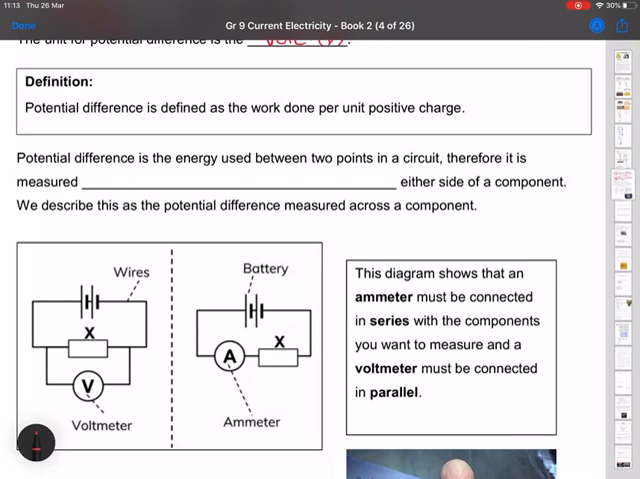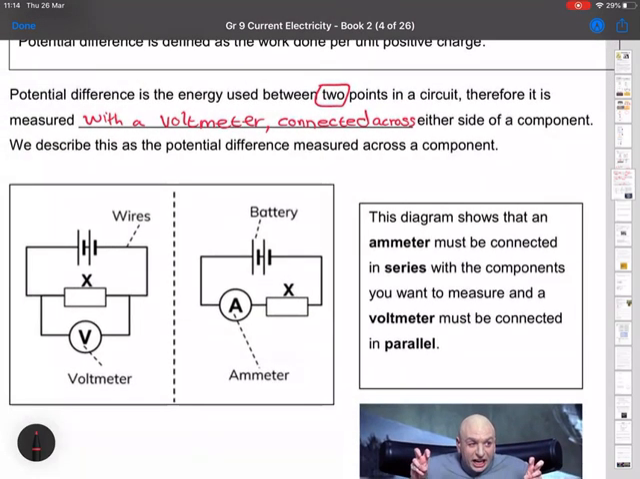So if you've got a high potential difference, you can do a lot of work. Potential difference is the energy used between 2 points in a circuit. It's measured with a voltmeter, and you connect a voltmeter across either side of a component. Sorry, you will have to write a bit small there. So we measure potential difference with a voltmeter, and you connect it across either side of a component to measure the potential difference across that component.